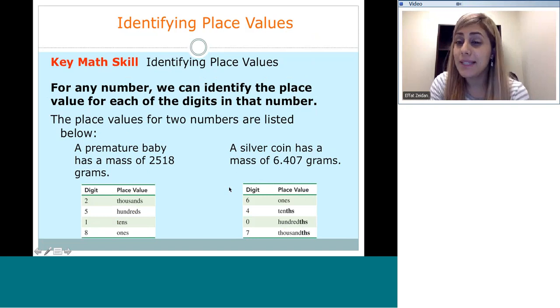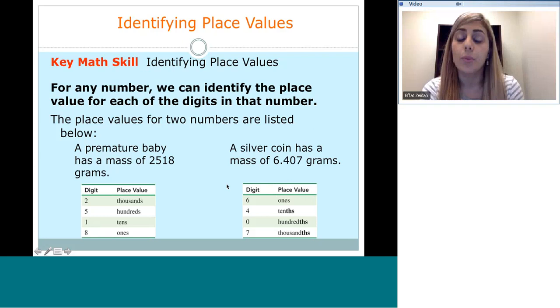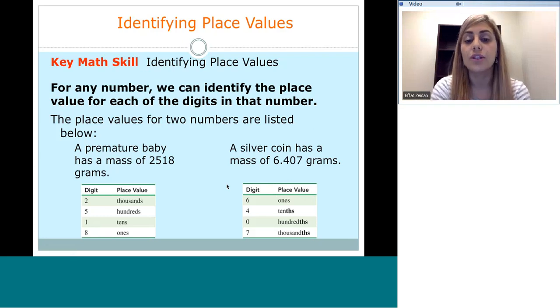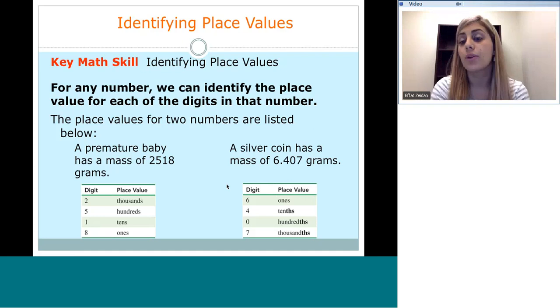Identifying place values is the first key math skill that we will be talking about. For any number, we can identify the place value for each of the digits in that number. What does that mean? The place values for two numbers are listed below. We have two examples. A premature baby has a mass of 2,518 grams. A silver coin has a mass of 6.407 grams. So, how will we identify the place value of these numbers?